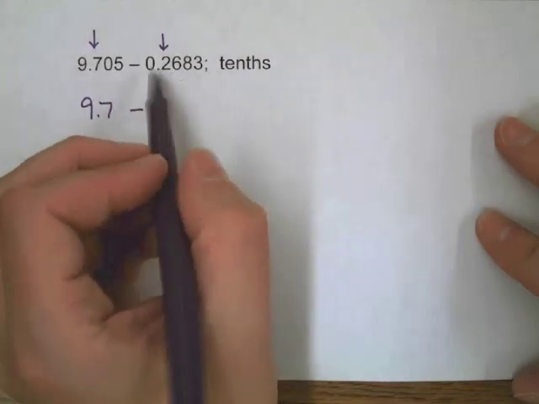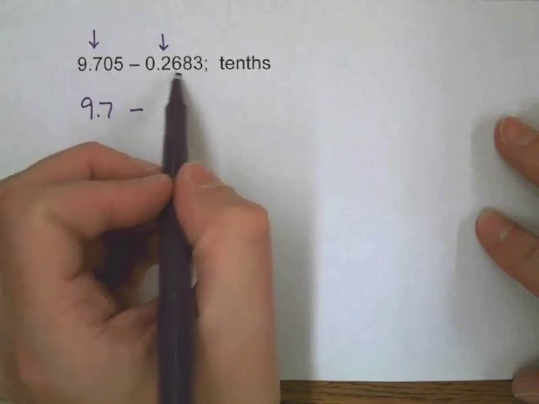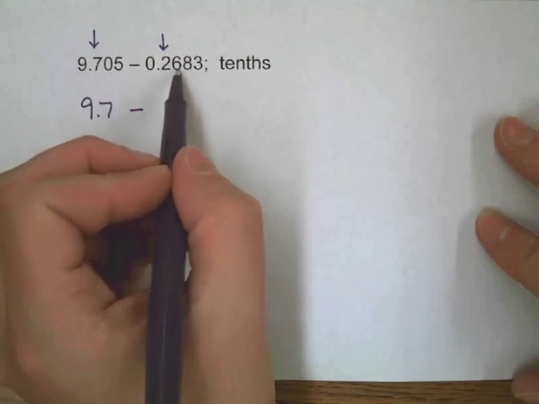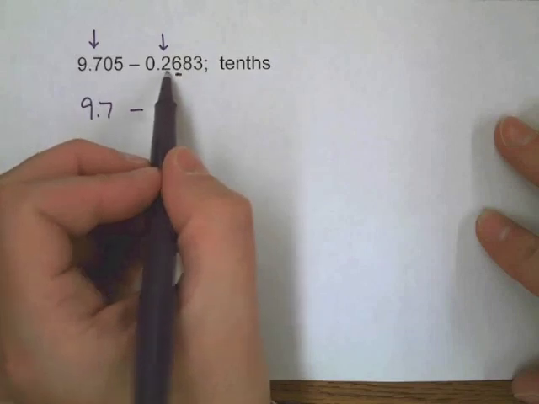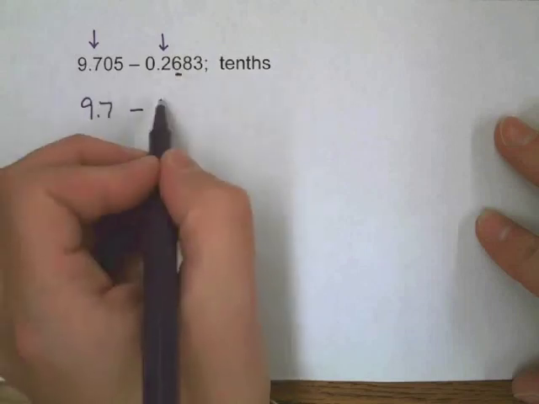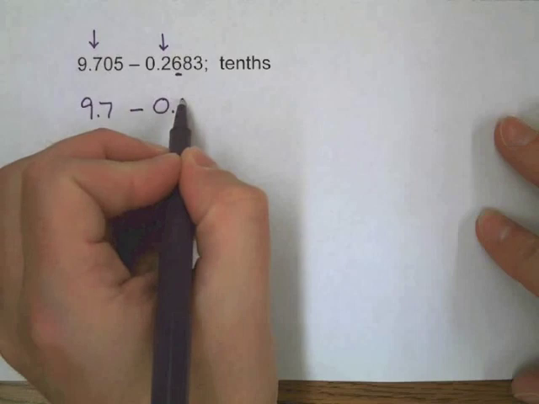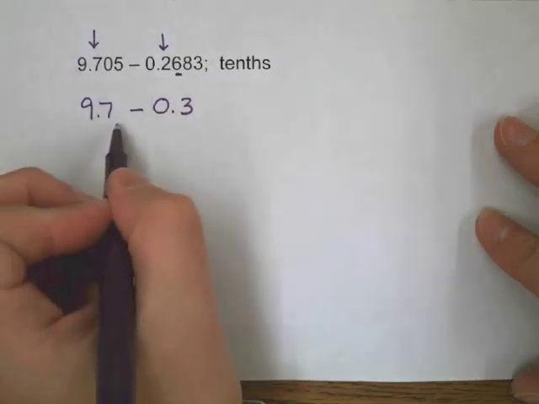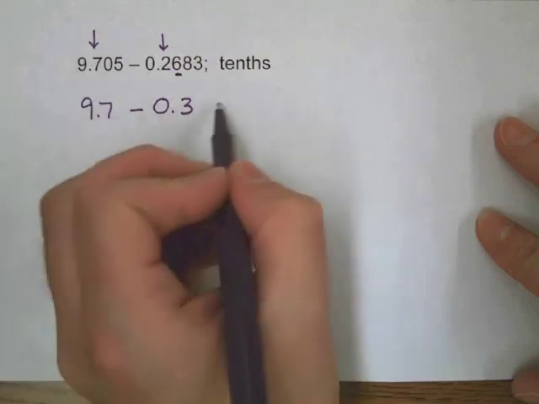2,683 ten thousandths. Well, we're going to look over here at this number, and again, looking at that hundredths place, and see how many hundredths we have. Well, we have 6 hundredths. That's getting pretty close up to that next tenth, which would be 3/10. So we're going to round this off up to 3/10. So now we have 9 and 7/10, subtracting 3/10.